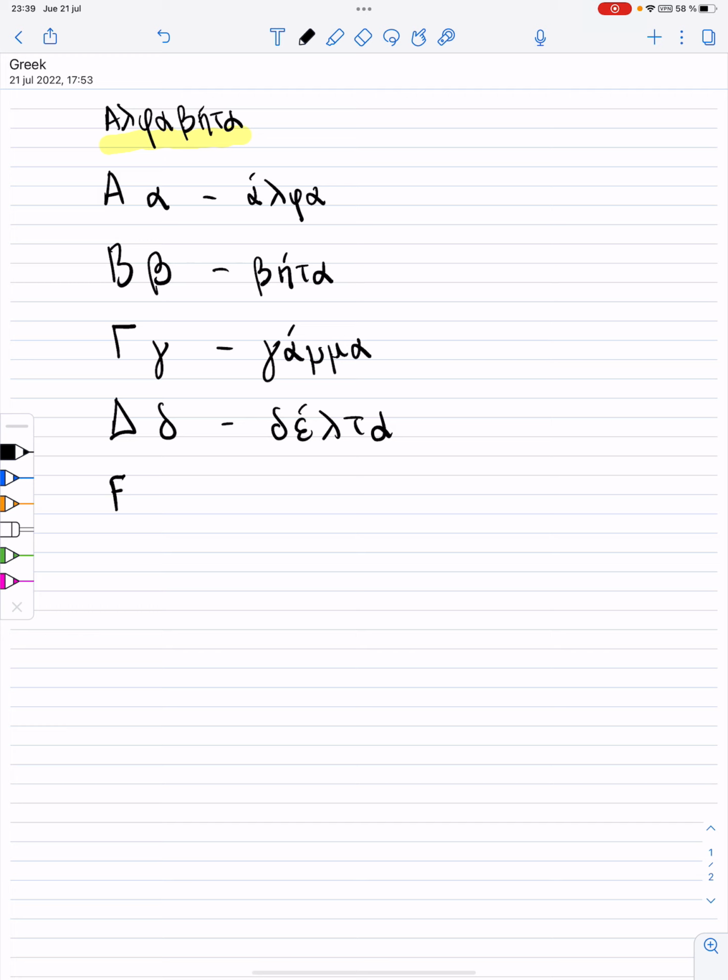So epsilon is going to be written this way. And the way we will spell that is, sorry, I made a mistake here. This should be epsilon.